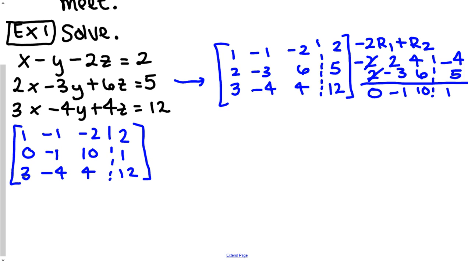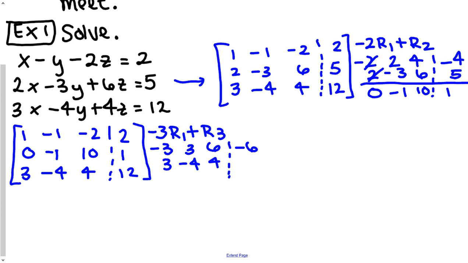Now I want this 3 to become a 0. The way we're going to do that is the same way we handled the 2. So I'm going to multiply row 1 by -3. This way, the 3 and the -3 can cancel. So let's multiply. -3 times 1 is -3. Negative 3 times negative 1, positive 3. Negative 3 times negative 2, positive 6. Negative 3 times positive 2 is negative 6. Then we write row 3 right below it: 3, negative 4, positive 4, and 12.